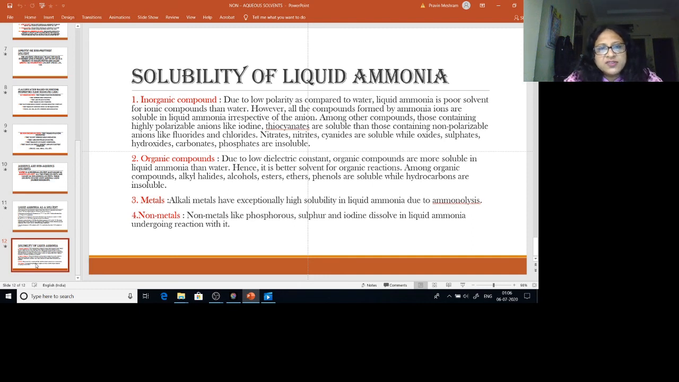Then let us check the solubility of organic compounds. Due to low dielectric constant, organic compounds are more soluble in liquid ammonia than in water. Hence, it is a better solvent for organic reactions. Among organic compounds, alkyl halides, alcohols, esters, ethers and phenols are soluble while hydrocarbons are insoluble. Let us see the solubility of metals. Alkali metals have exceptionally high solubility in liquid ammonia. Then nonmetals like phosphorus, sulfur and iodine dissolve in liquid ammonia and undergo a reaction with it.